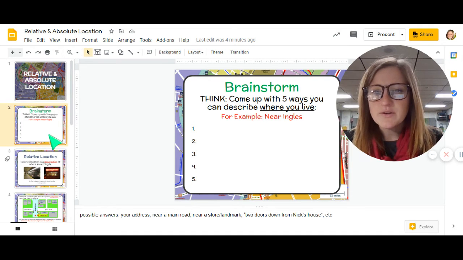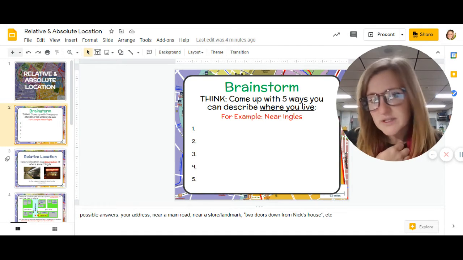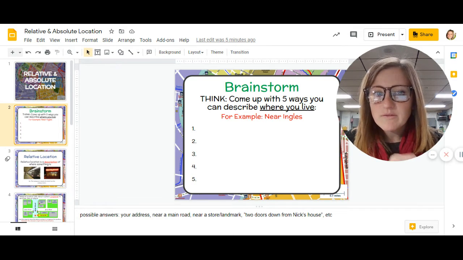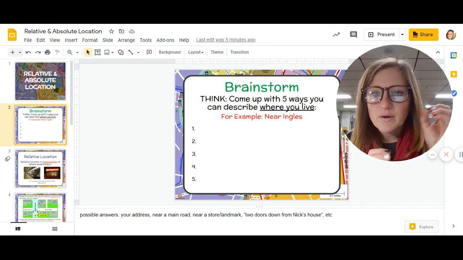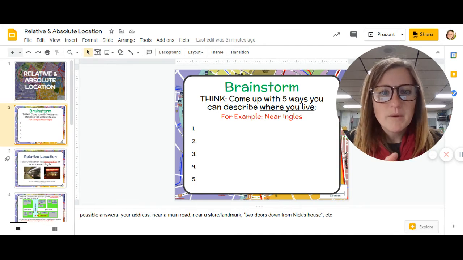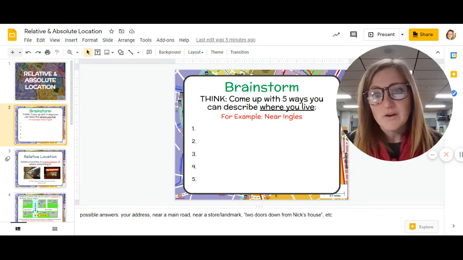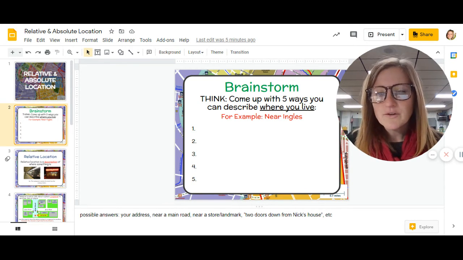Some of these are going to ask you to think about where your house is or where you live and how you could talk about where you live using different directional things. So each slide is going to have a recorded voice on it too to help you. But for example, this first slide, just think of 5 ways you could describe where you live. An example would be near Ingalls. So if you were telling your friend where you live, what might you say?